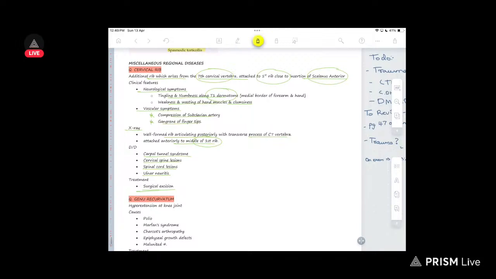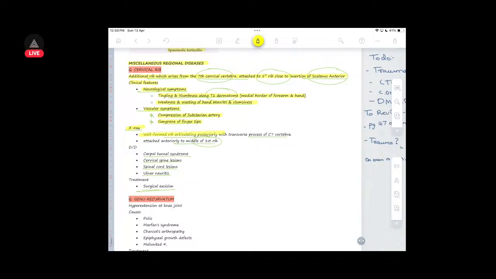Then miscellaneous regional diseases. You have the cervical rib, an additional rib from the 7th cervical vertebra attached to the first rib close to the insertion of scalenus anterior. Clinical features: you have neurological and vascular symptoms. Neurologically, tingling and numbness along the T1 dermatome, the medial border of the forearm and the arm, weakness and wasting of muscle, and clumsiness. Vascular symptoms: compression of the subclavian artery, gangrene of the fingertips.